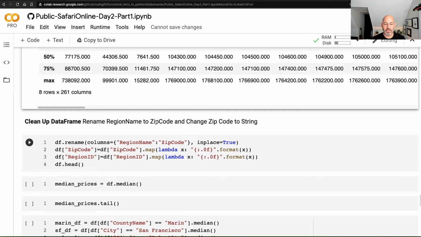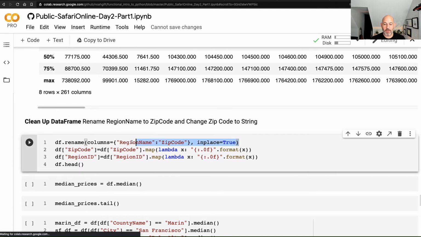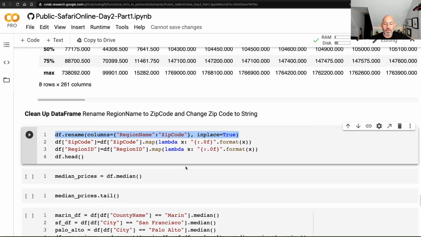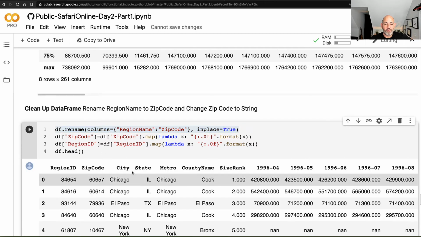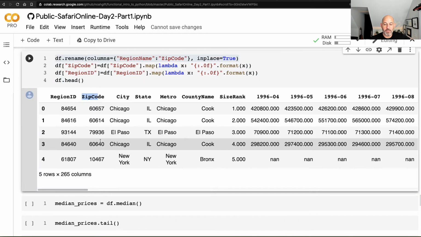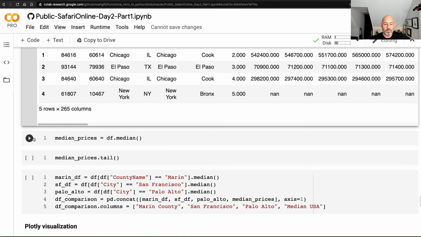And so in this case, I renamed the data a little bit. So region name, I changed it to zip code because that makes more sense to me. I also formatted the strings so that they're numerical, and then I do a print of it, and you can see, like, now we have zip code, right? So this looks good.